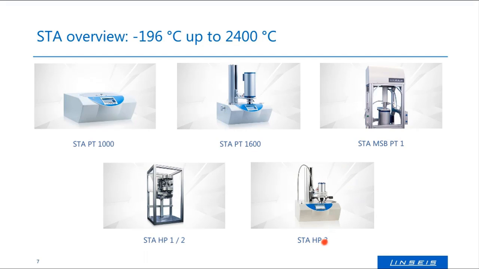We offer all these versions also with pressure options. So first of all, there's the STA HP3. It's a tabletop pressurized system up to 50 bar within this small furnace here. And then we can go up to much more pressure, like 100, 200, 300 bars, depending on the model, with the STA high pressure 1 and 2.